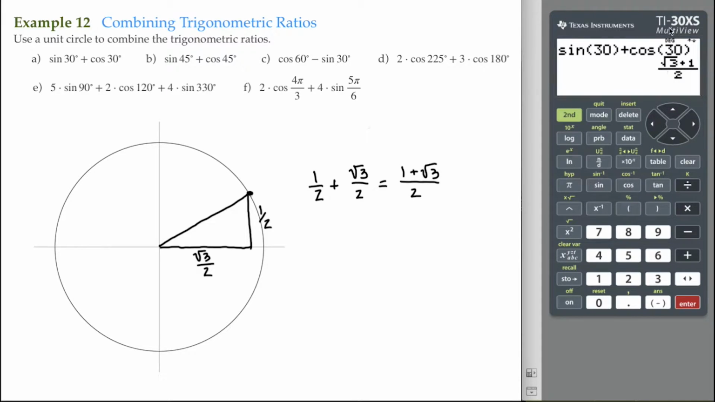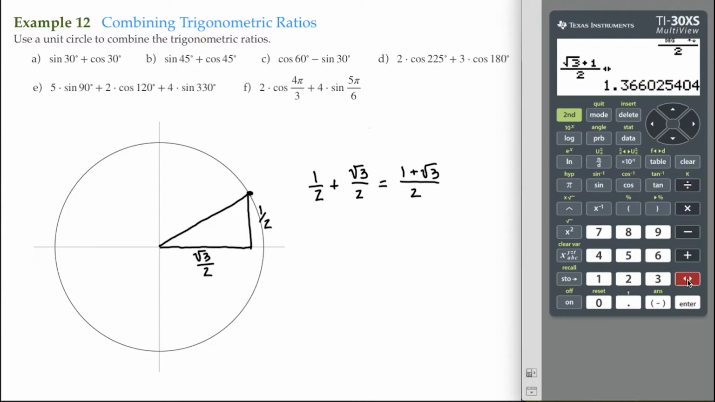Now, if you don't have a TI-30 or a scientific calculator that'll give you an exact result, we can still check this result. This is an exact result. By plugging it in your calculator, you should come up with a decimal equivalent of 1.366 if we round it to 4 decimals. So we still can check. So A is 1 plus the square root of 3 all over 2.